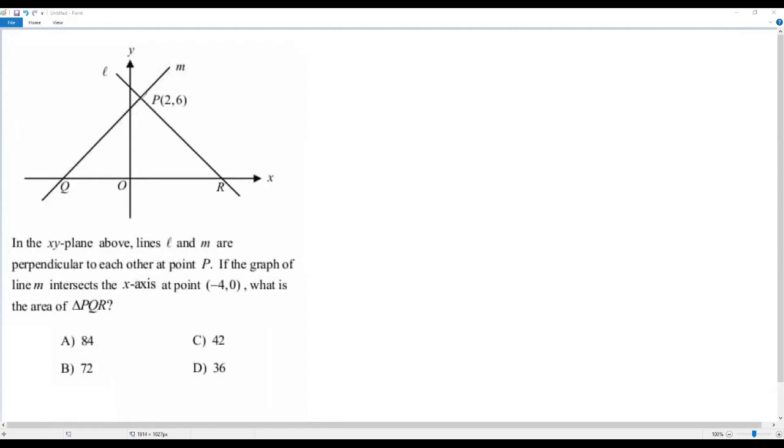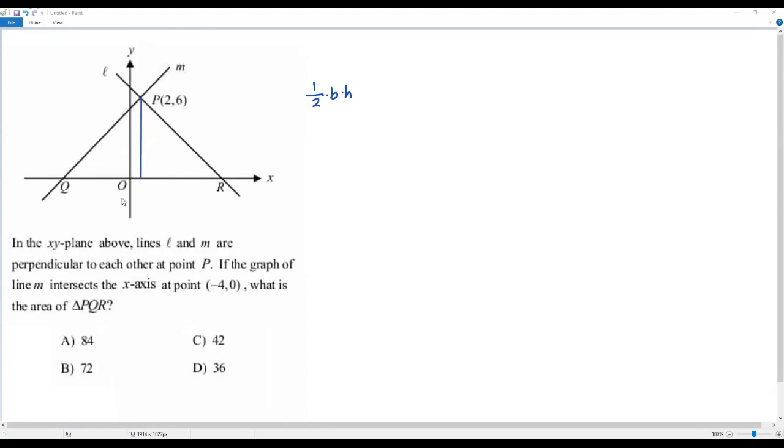Okay, here we have to get the area of triangle PQR in the given figure. To get the area of triangle PQR, we can use the formula for the area of a triangle, that is 1/2 times base times height. To get the height of this triangle, we have to draw a perpendicular line from the vertex P of the triangle to the side QR.